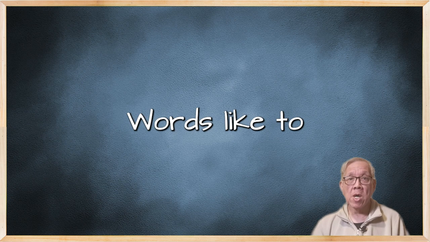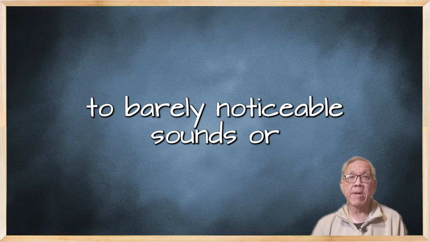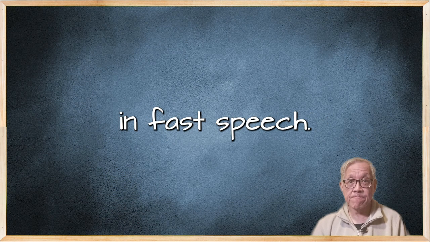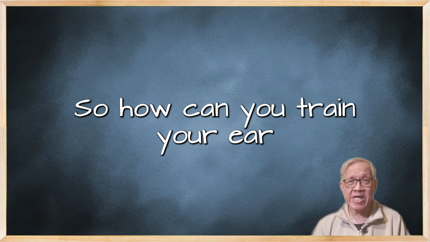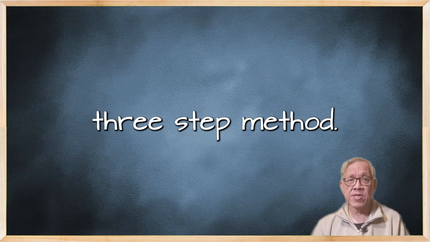Words like to, the, and of often shrink to barely noticeable sounds or disappear entirely in fast speech. So how can you train your ear to hear this? Here's a simple 3-step method.